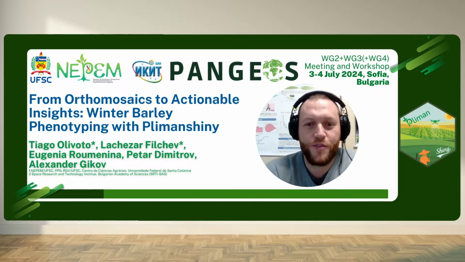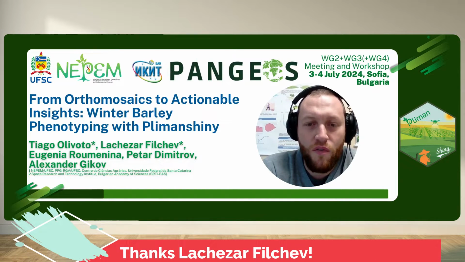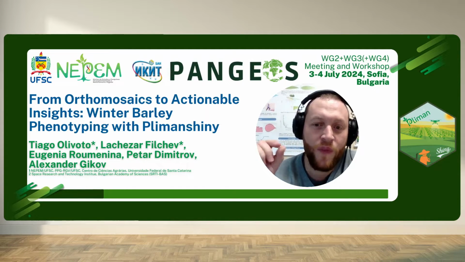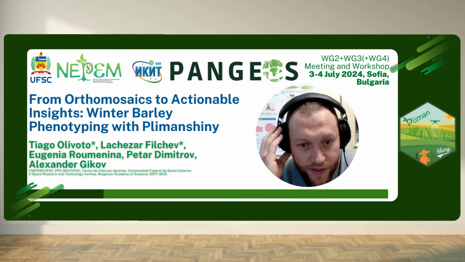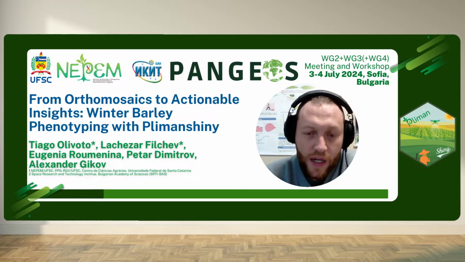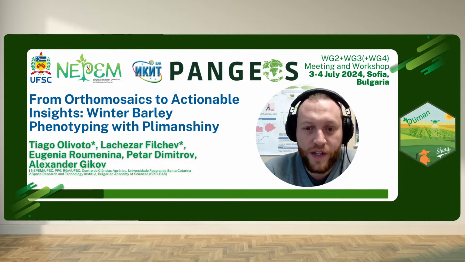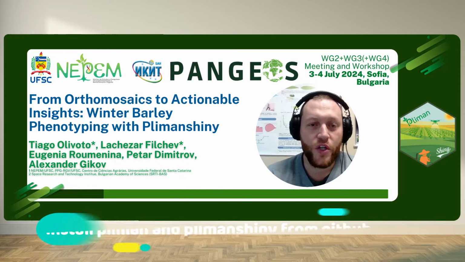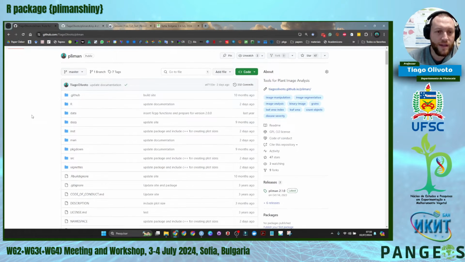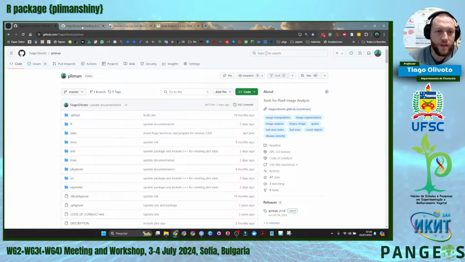So first I'd like to thank Lachazar Field for the invitation to talk about plimanshiny today, and how this web application can be used to extract vegetation index for agriculture experiments like plant breeding trials. The first thing you need is to install two R packages, and here are the orientations for installing the pliman R package, that is the backend of plimanshiny.